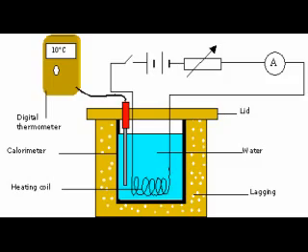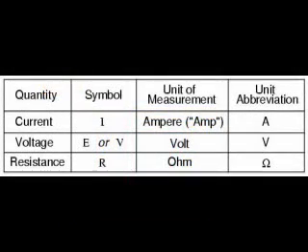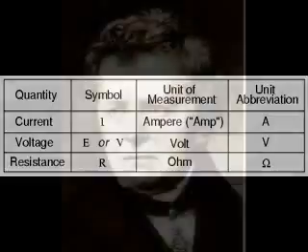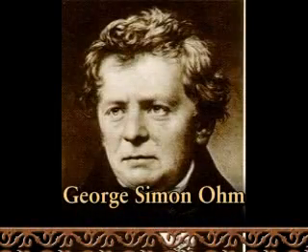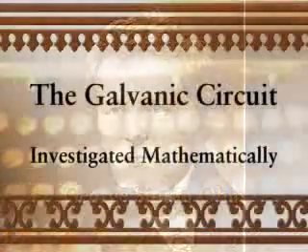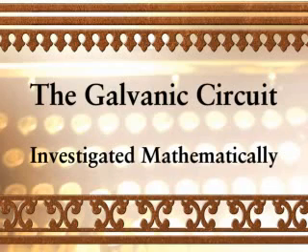The units and symbols for electrical quantities will become very important to know as we begin to explore the relationships between them in circuits. The first and perhaps the most important relationship between current, voltage, and resistance is called Ohm's law, discovered by George Simon Ohm and published in his 1827 paper, The Galvanic Circuit Investigated Mathematically.